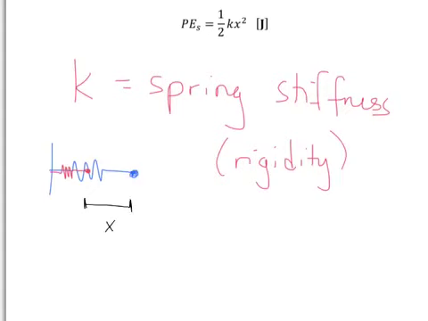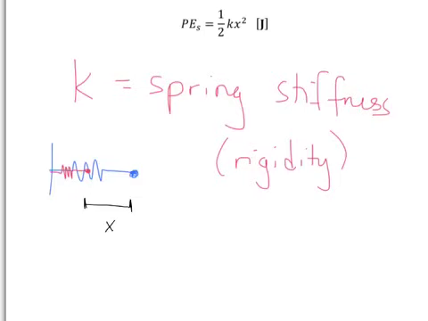So make sure you write this down. Please make sure you write this whole thing down here. This is important. So X is the compression distance or the compression length. Okay? Compression distance or compression length. So technically we could say it's like a delta X.